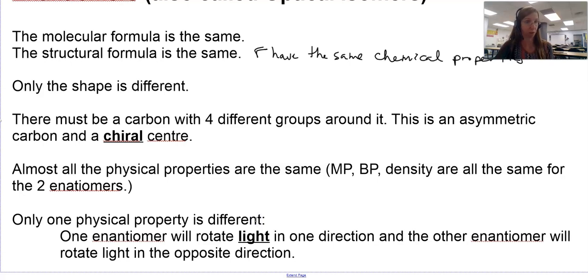behave around light. And when light is passed through one of the enantiomers, only one, then the light will rotate in one direction. If it's passed in the opposite enantiomer, then the light will rotate in the opposite direction. This is kind of a weird idea, so I've got a little video that hopefully will make it a little bit easier to understand. Okay, first we need to know about plane polarized light.